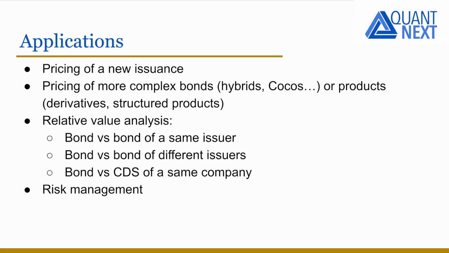Here are several potential applications of the pricing model. It can be used for the pricing of a new issuance, for the pricing of more complex bonds such as hybrids or contingent capital bonds, or more complex products, derivatives, structured products. It can be used for relative value analysis between bonds of a same issuer, bonds of different issuers, or bonds versus CDS of a same company, for example. It can be used as well for risk management purposes.